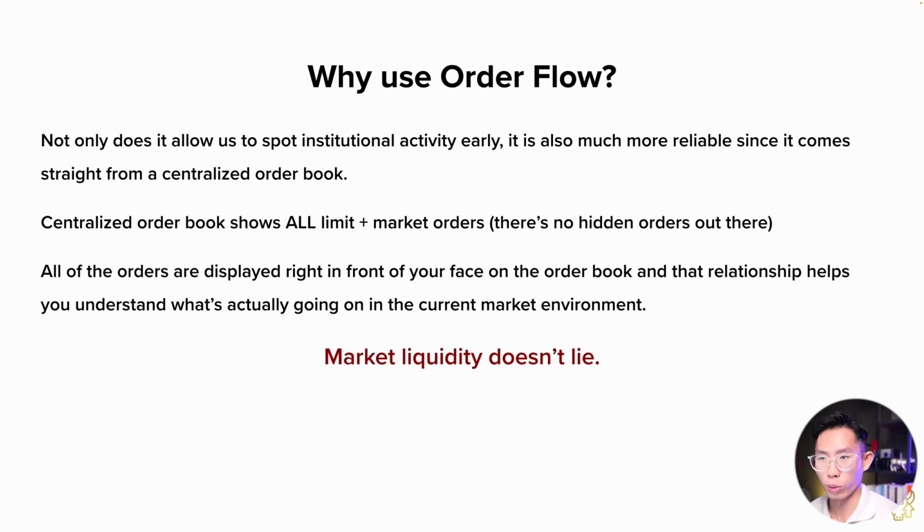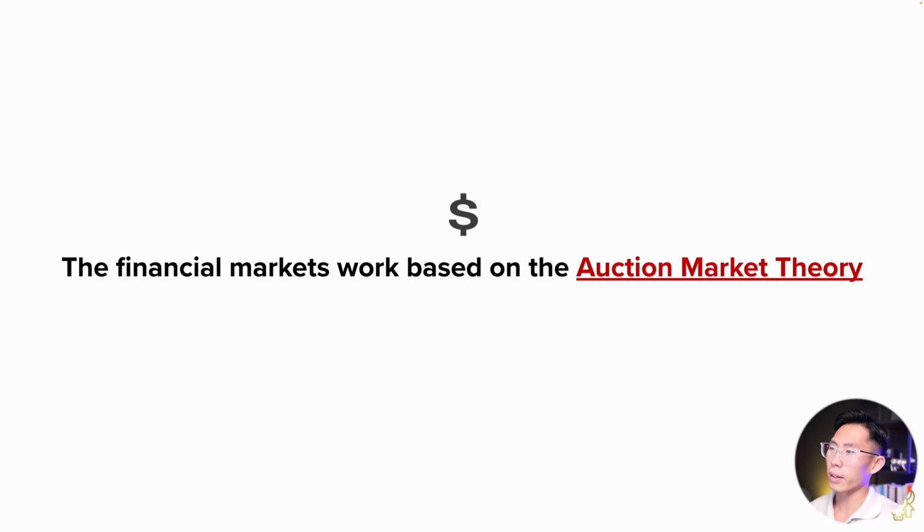It's cold hard truth. So the financial markets work based on the auction market theory, which states that financial markets are just like any other business in this world, meaning there are going to be buyers and sellers, and they are both actively trying to seek the fair value of an asset. This theory is based on the principles of supply and demand and the auction process. And that's really how the world works, right?